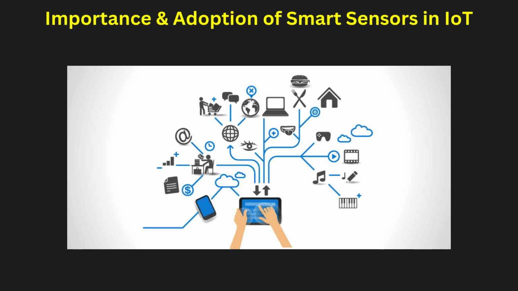With AI and ML integration, smart sensors can predict failures and optimize performance. Industries are rapidly shifting towards smart sensor networks for predictive maintenance and automation. Governments and tech companies are investing heavily in smart sensor research to improve the IoT infrastructure. The future of IoT heavily relies on these intelligent devices, making them a crucial part of technological advancement.